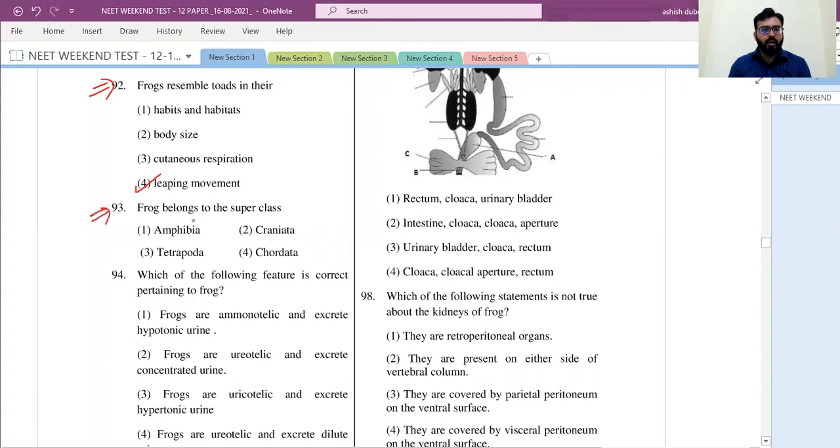Next question, 93rd. Frog belongs to superclass. Gnathostomata was the group, jaw bearing. It was a group of subphylum Vertebrata, and then it was the Pisces and the Tetrapoda. They were Pisces and Tetrapoda, 2 superclasses. So this frog belongs to superclass Tetrapoda, and the class Amphibia.